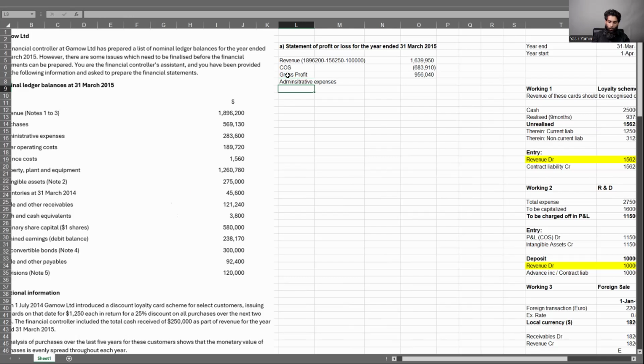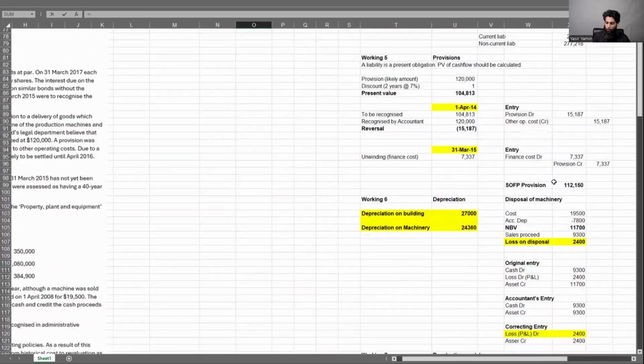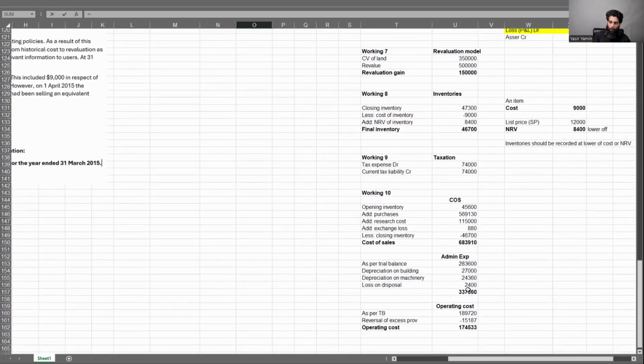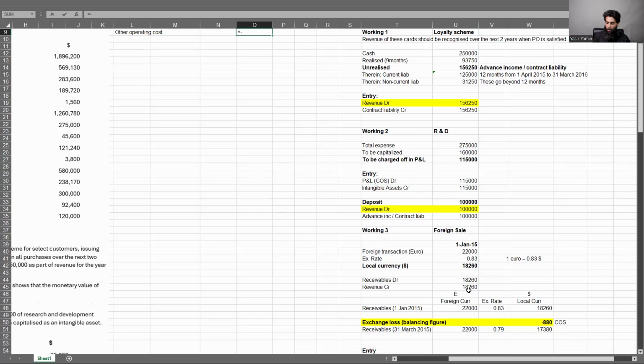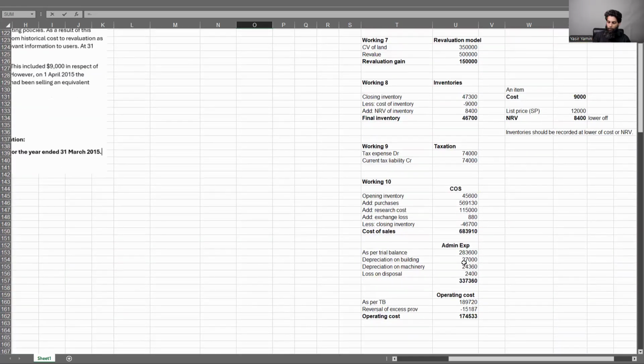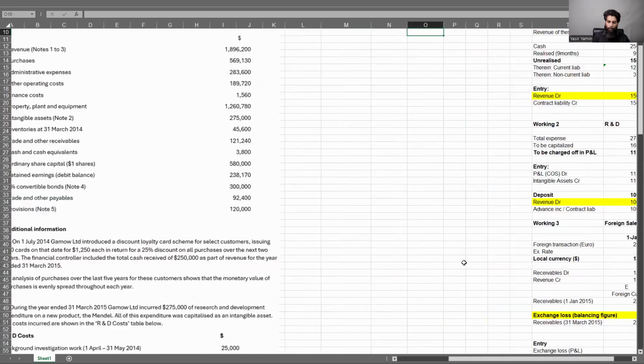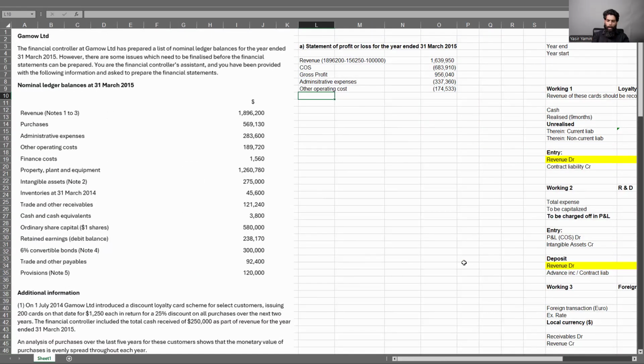Then you write administrative expenses. Then you write other operating cost. Yeah, we had already done these. Administrative expenses were 337,360. Other operating cost was, come down, 174,533. Done. Then we will come at profit before interest and tax. 444,147.